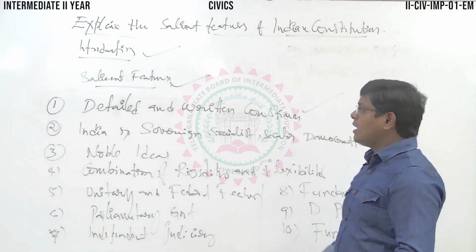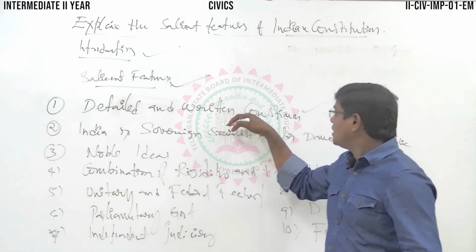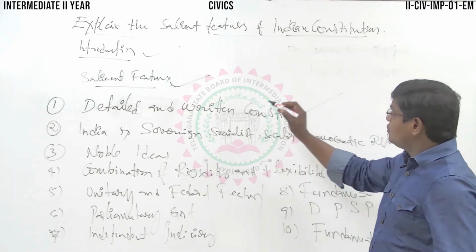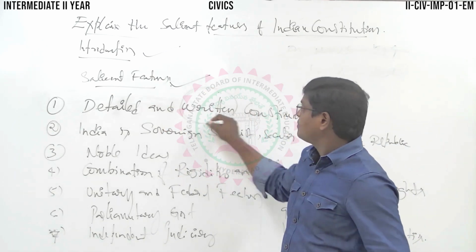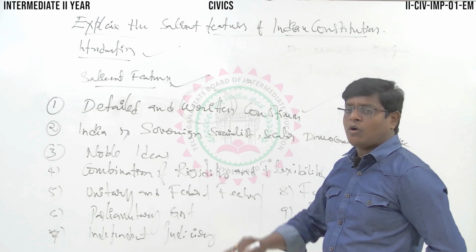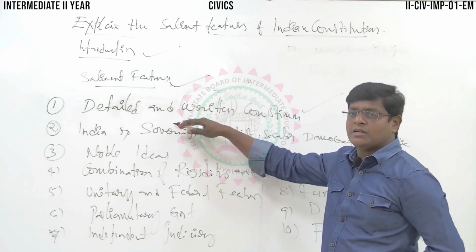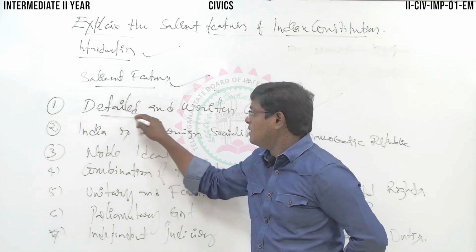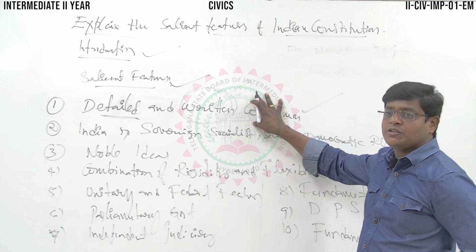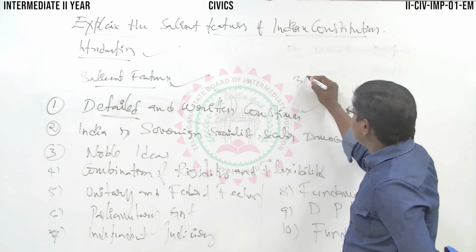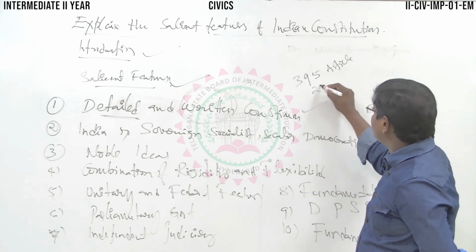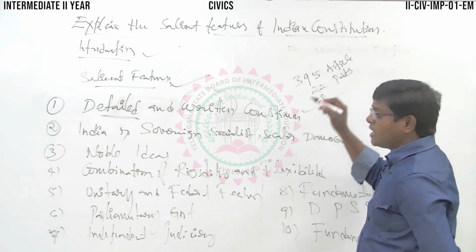You know, the first one: Indian Constitution is a detailed and written document. We observed that our Constitution of India is a written document. It is in written form. At the same time, in this, all the provisions for all communities of people are clearly mentioned. That's why it is a detailed document. Out of all constitutions, Indian Constitution is the most detailed constitution in the world, which contains 395 articles, 22 parts, and 8 schedules.